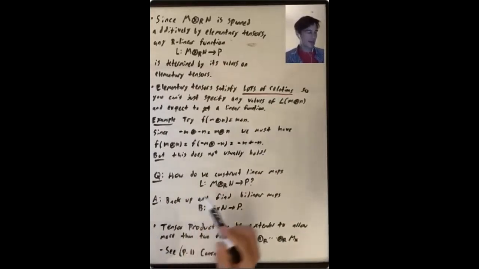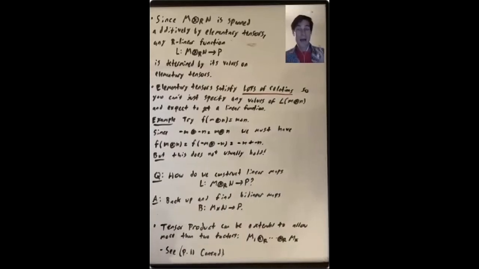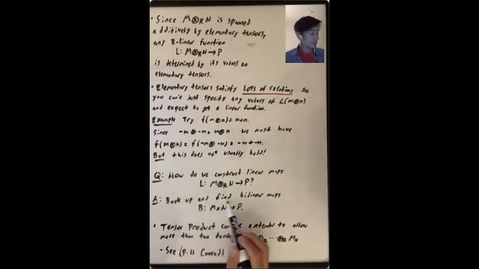All right, so given that, how do we actually construct linear maps from the tensor product of two modules to some other R module? We can't just specify any values we want at elementary tensors. And the answer involves really thinking about what the tensor product is supposed to do. The key thing to keep in mind is that linear maps out of the tensor product correspond to bilinear maps out of the direct product M cross N. So how do you construct a linear map? Back up and find a bilinear map B from M cross N to P. So this will be a big theme of understanding tensor products.